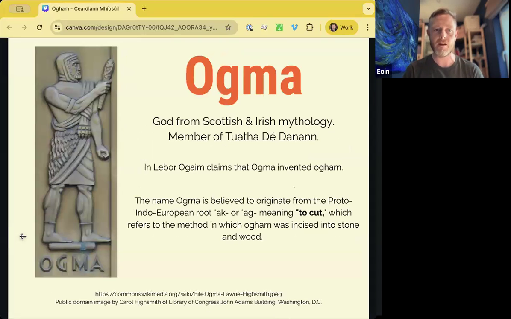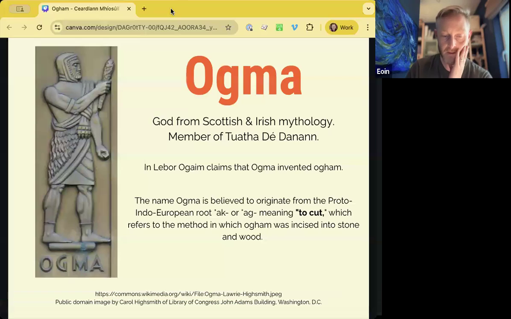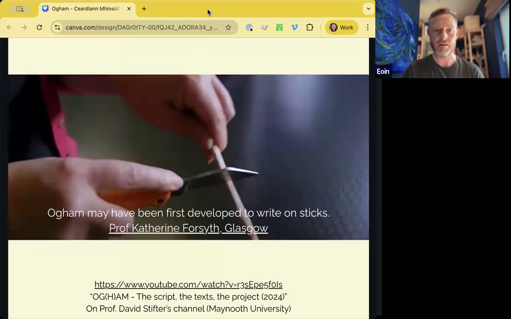So really interesting. So Ogma, I've never seen it, but this is at the Library of Congress in Washington, D.C. And Ogma's name, from what I've read, comes from the Proto-Indo-European root, which means to cut. So if that's the case, Ogham itself means a cutting, it's to cut. I'm not sure if that has academic roots.